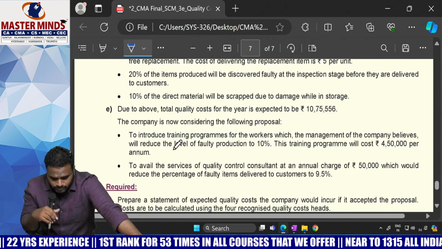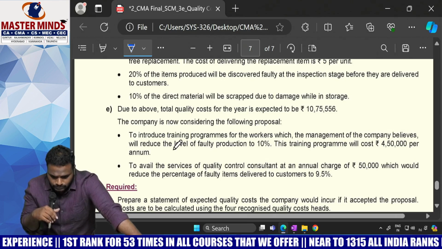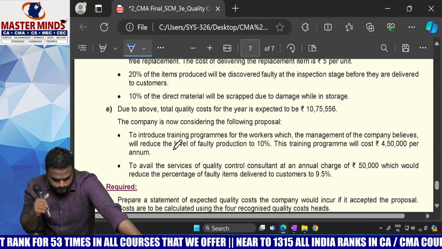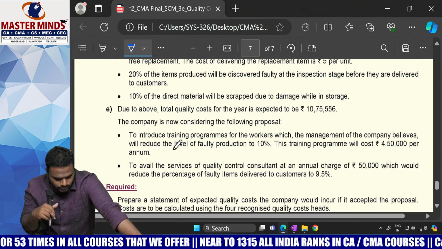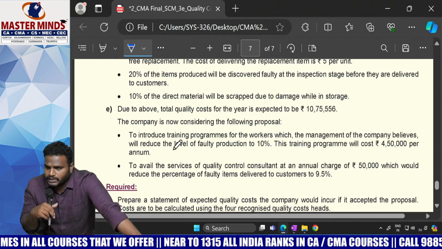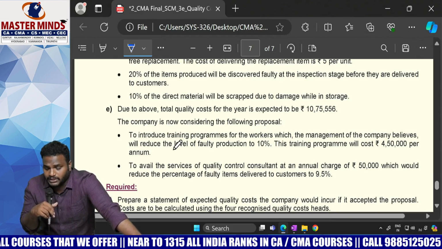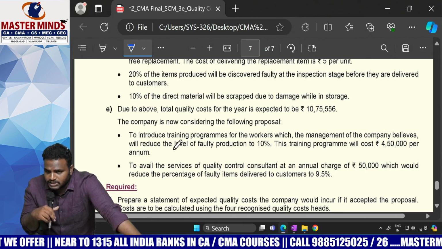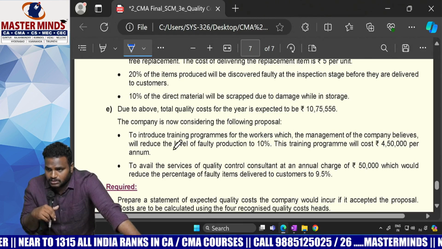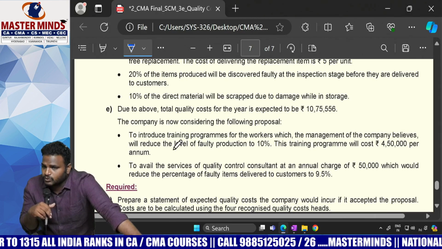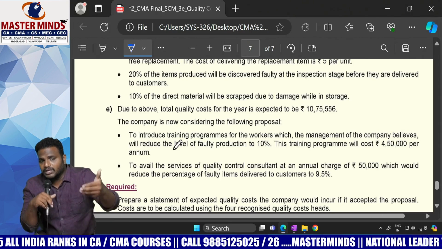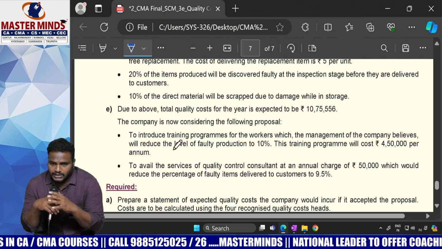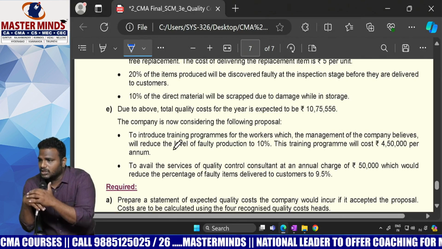Next. To avail the services of a quality control consultant at an annual charge of rupees 50,000, which would reduce the percentage of faulty items delivered to customers to 9.5%. If you appoint a quality control consultant, the cost for that consultant is 50,000, but he inspects the items delivered to the customers, and the faults delivered to the customer will decrease to 9.5%. Right now, how many units are delivered to the customers?